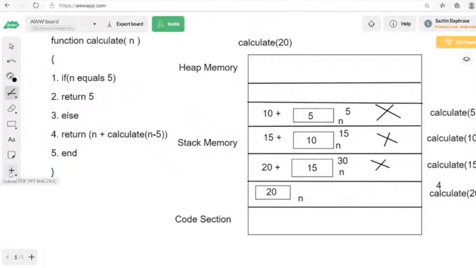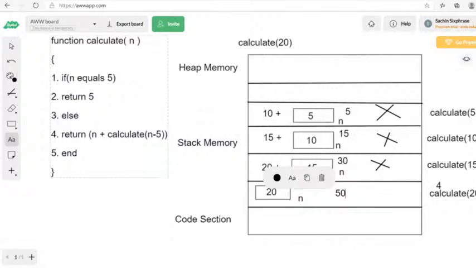The final answer will be here, it will be 50. This 50 will be returned to the calculate of 20 function. So 50 will be the answer for this. I have not explained this very deeply, I'm just going with the stack now. What I'm telling is that recursion will be using a stack like this. An activation record will get created for every recursive call, on top of the previous one.